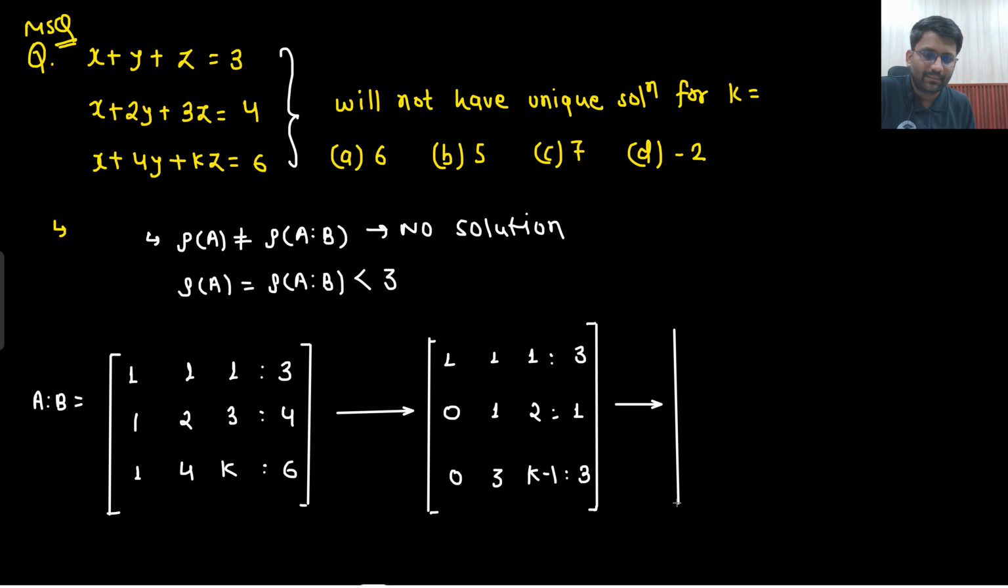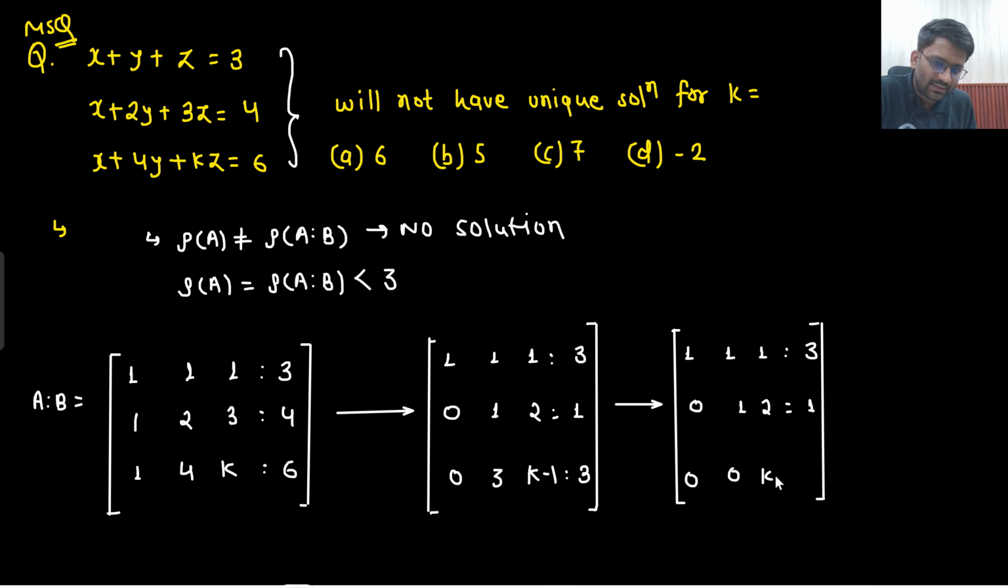Next, what we are doing is that thrice of this we are subtracting. So 1 1 1 3, 0 1 2 1, and then thrice of this. So 3 times 0, 3 times k minus 7 it will become, and 3 times it will become 0. Is that understandable to you? What we have done in R3 is we have subtracted 3 R2.